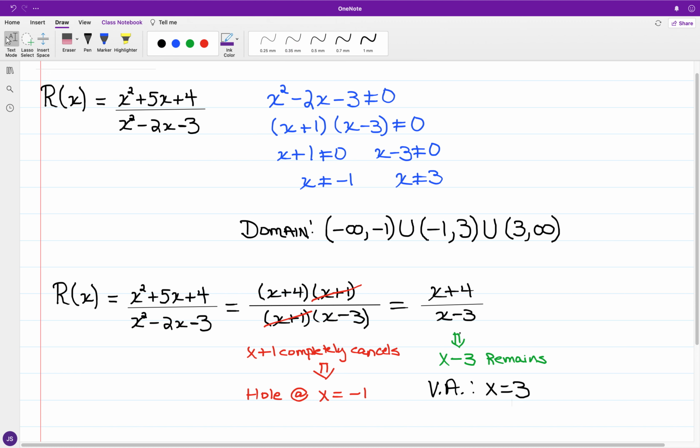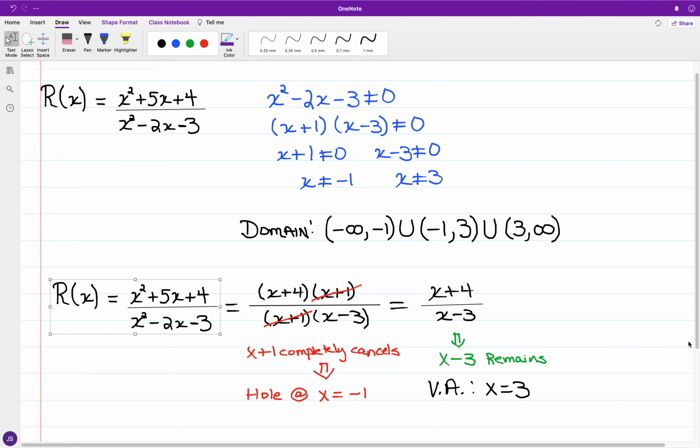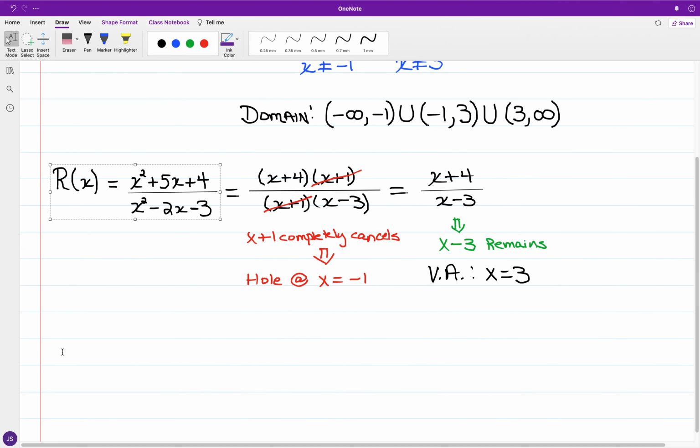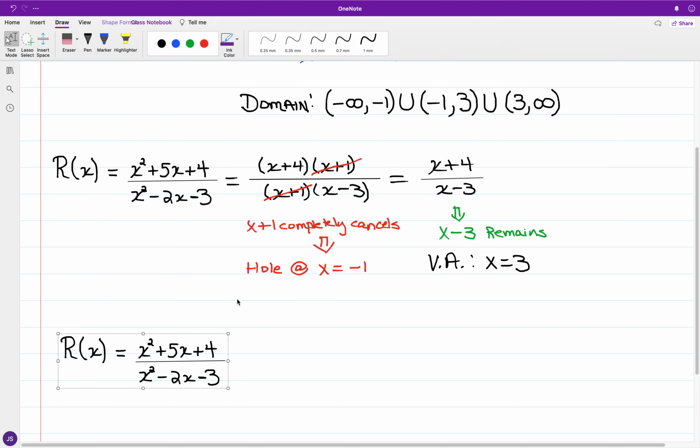Now, in terms of any other asymptotes, this will come down to the comparison of the degrees in the numerator and denominator. With this function, the highest order term in the numerator is x squared, and in the denominator, the highest order term is also x squared.